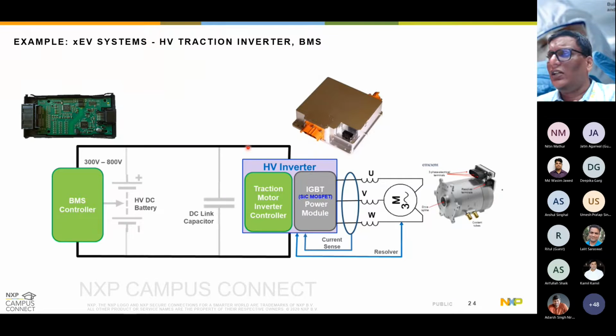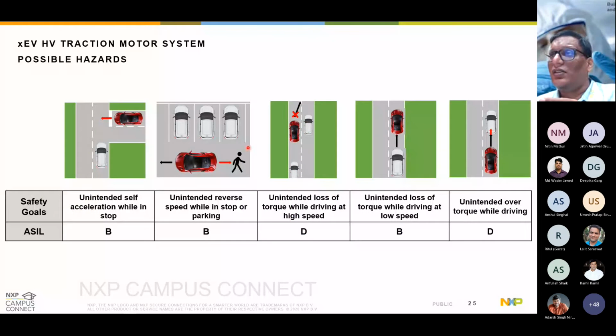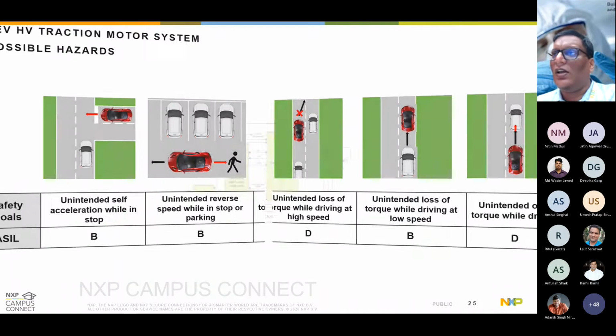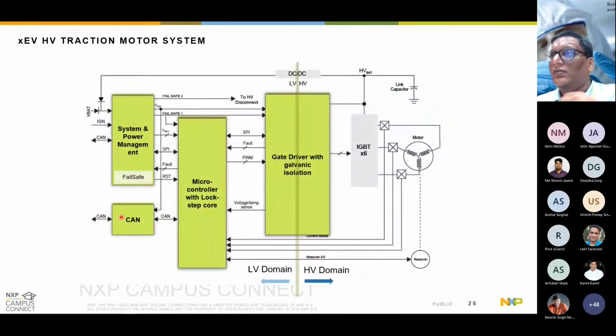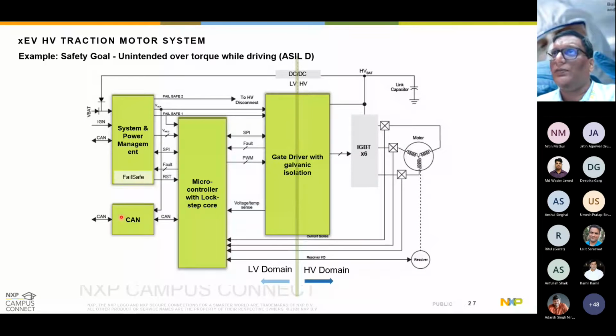The failure of the traction inverter itself can cause malfunction. If the traction inverter does not work properly, then you will have unintended self-acceleration. You could possibly go into reverse. There are different such hazards, and like we did in the previous case in the EPS, you come up with the safety goals and define the ASIL levels for each one of them. You then go into the functional safety concept and the technical safety concept. You talk about what are the different safety mechanisms you are going to put.